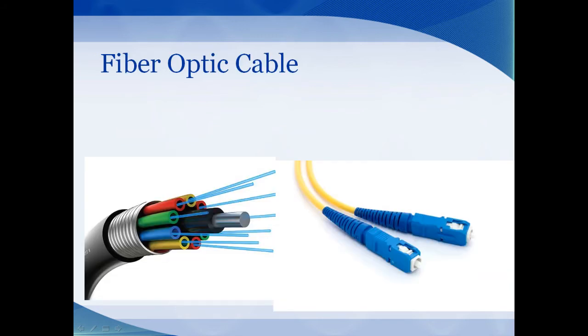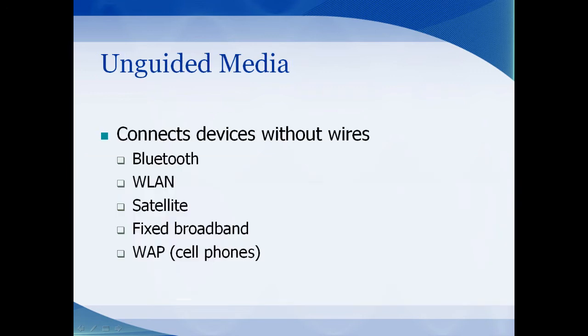Fiber optic does not use copper wires at all or electrical signals. Instead, it's bundles of glass surrounded by plastic, and it transmits data in the form of pulses of light. It's a much faster transmission, but it can be more expensive to manufacture. More and more, this is becoming the most popular because of its speed.